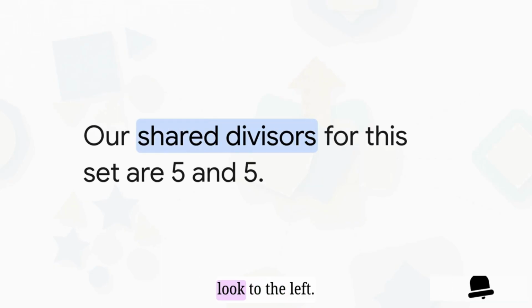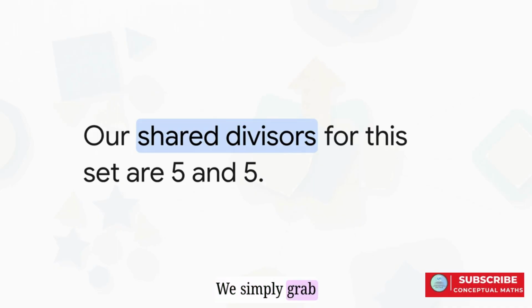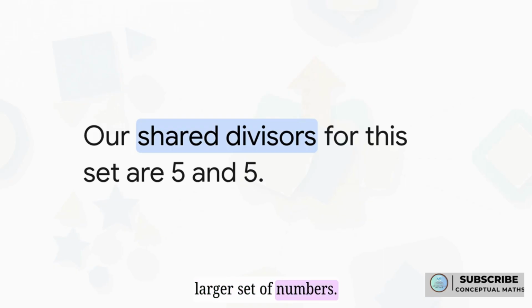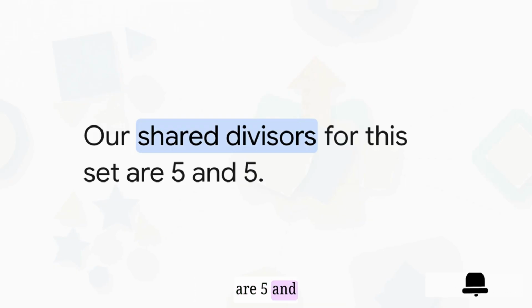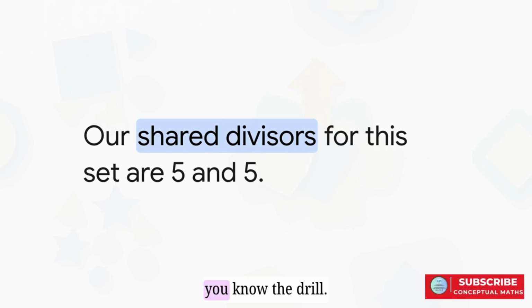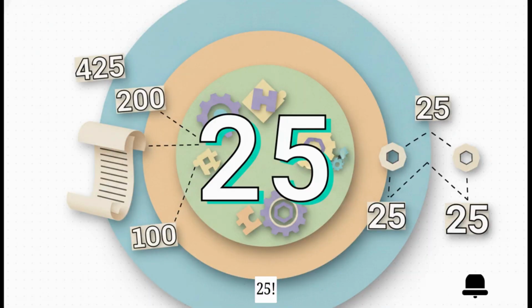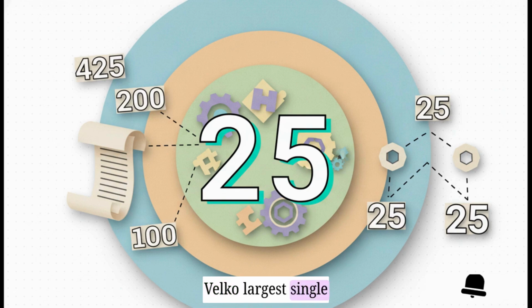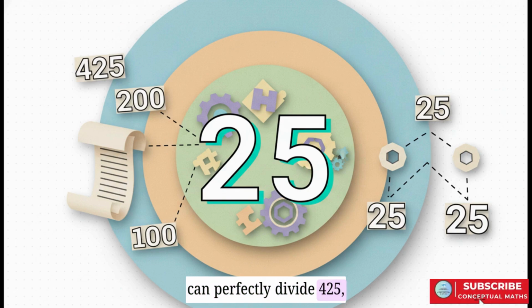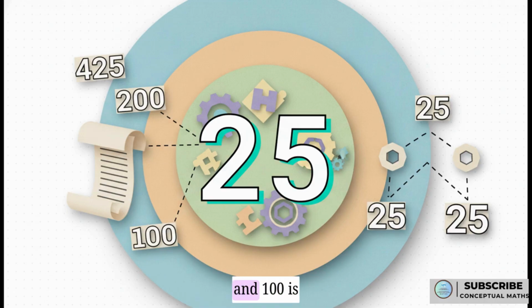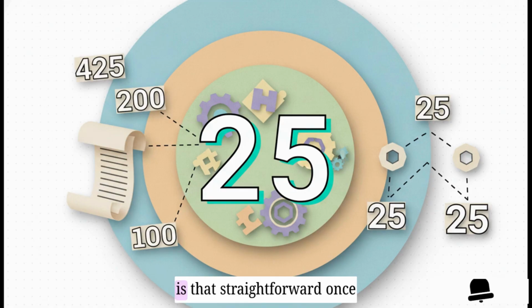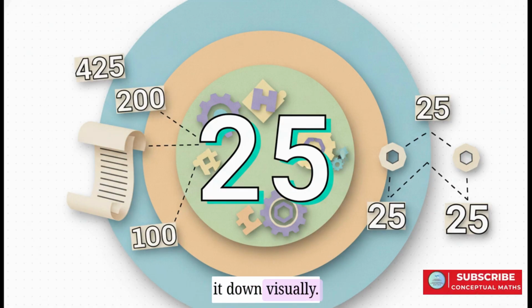So once again, look to the left. We simply grab the shared divisors we just used for this new, larger set of numbers. Our common divisors are 5 and another 5. Now you know the drill. Multiply them together. Bilkul sahi. We reveal our final result, 25. The largest single number that can perfectly divide 425, 200, and 100 is indeed 25. Honestly, it really is that straightforward once you break it down visually.